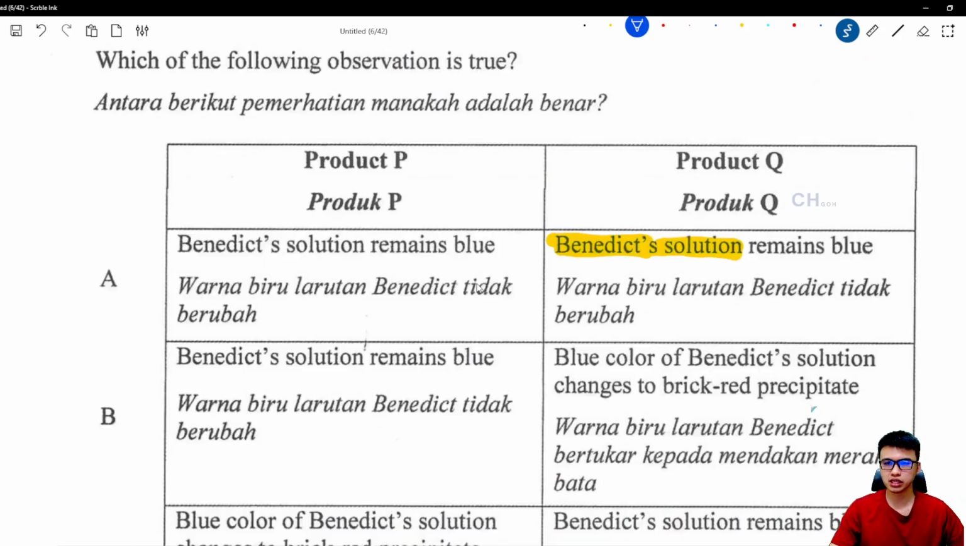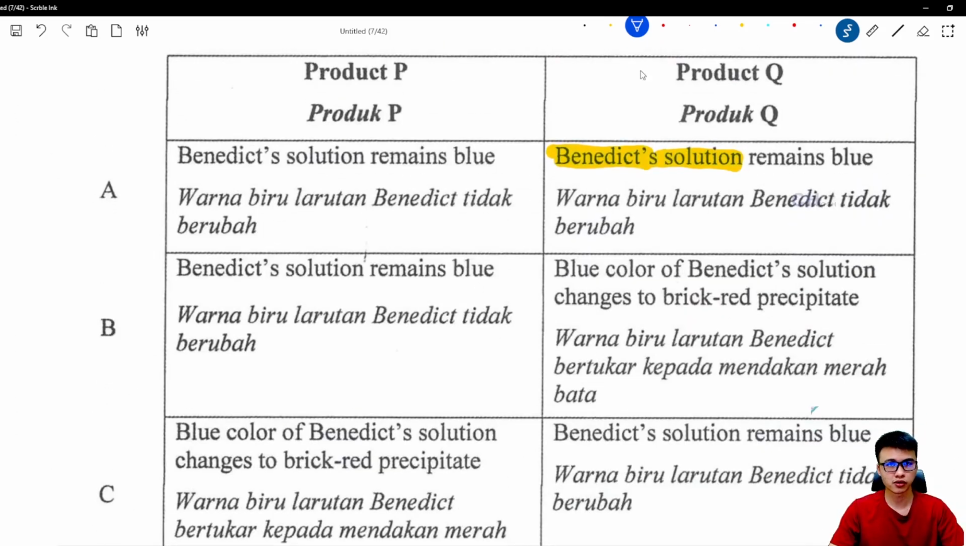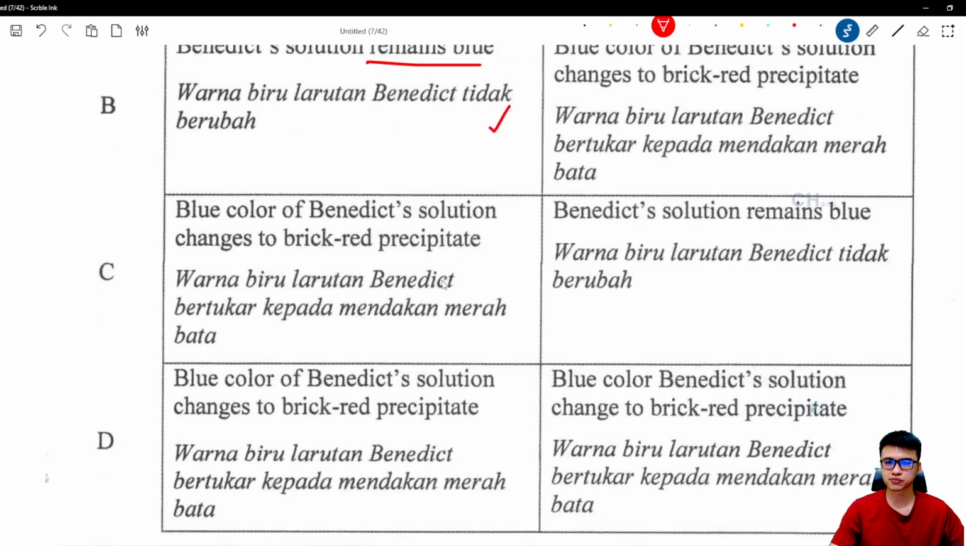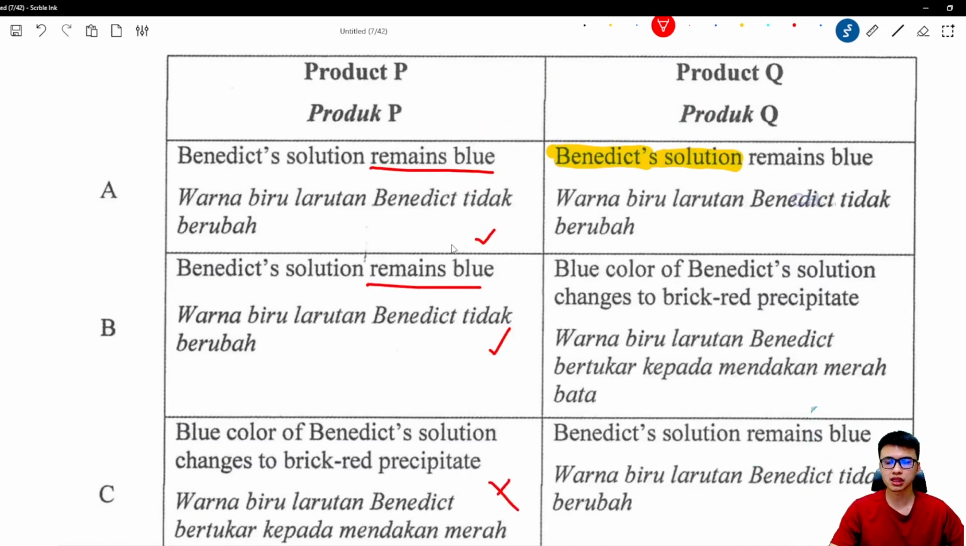So you can see here, P supposedly has no results. That's why the Benedict solution remains blue. Okay, remains blue. This is the correct answer. Non-reducing sugar will not give you any results. So this one is wrong and this one is wrong. Left A and B. Now, why is it blue? Because Benedict solution consists of a lot of Cu2+ ions, copper 2 ions. That's why it's blue in color.